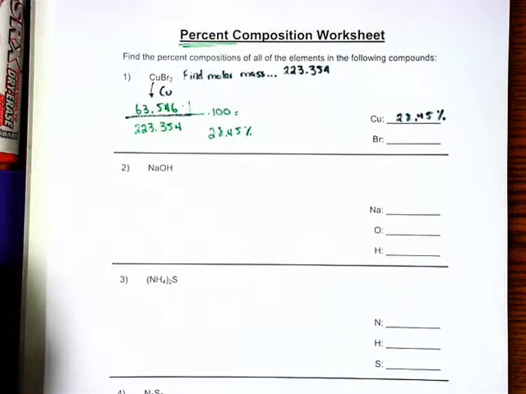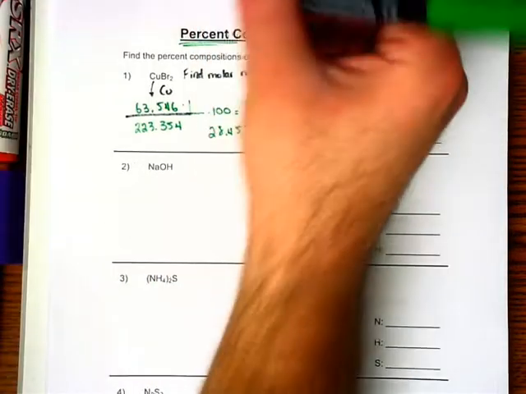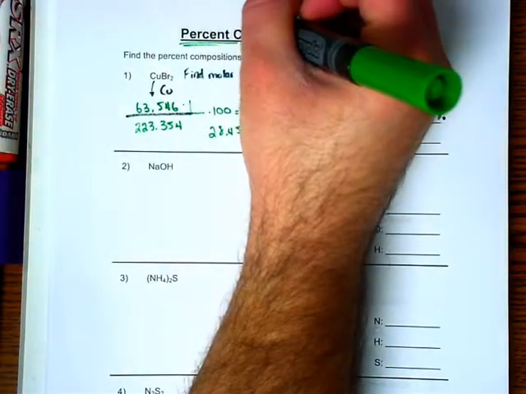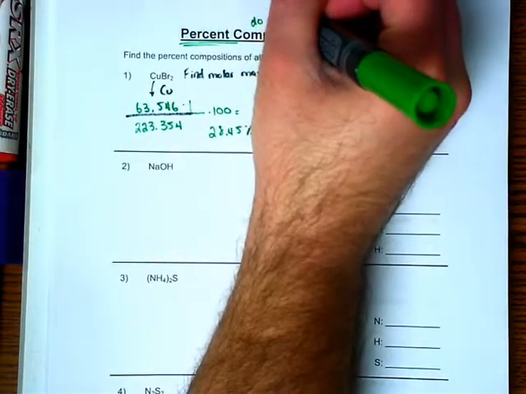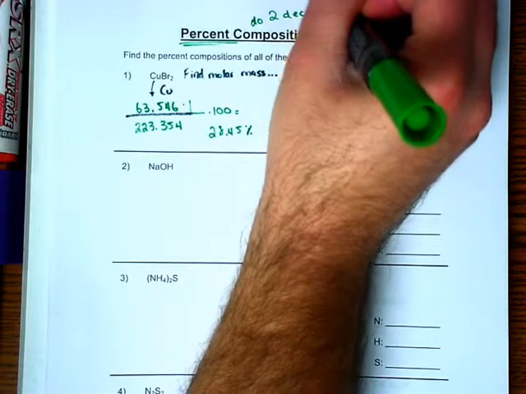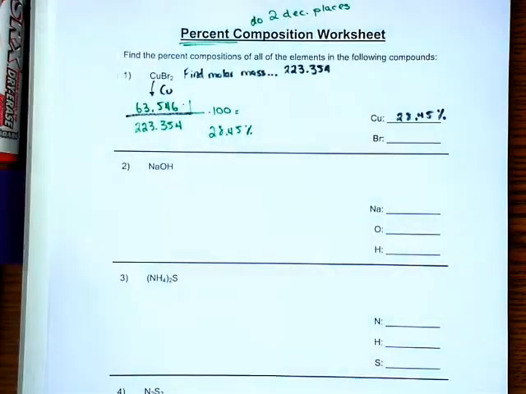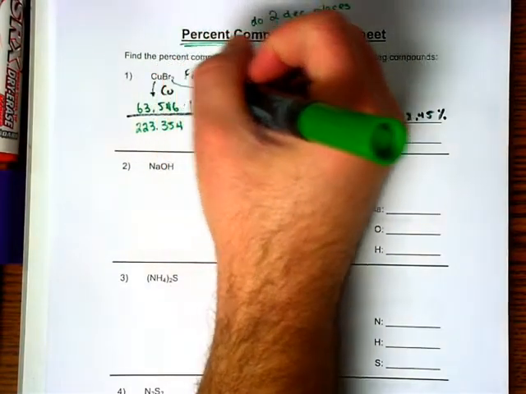Cool? On this, you just go to 2 decimal places. Do 2 decimal places. Okay, what else do we have to find the percent composition of? Bromine. So let's focus on the bromine real quick.